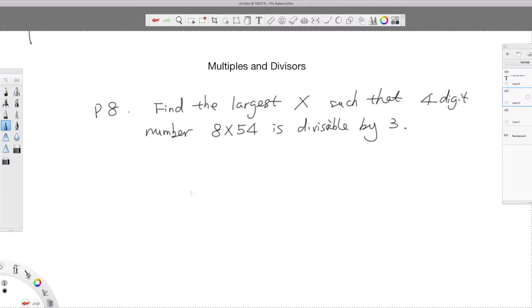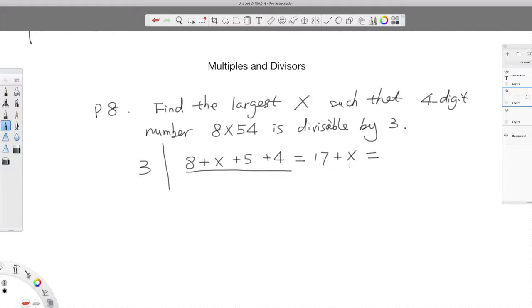For this problem, you know that the property of a number that is divisible by 3 is that the sum of its digits is divisible by 3. Which means that 8 plus x plus 5 plus 4 is divisible by 3. So 3 is a divisor of this number. If you add them up, it equals 17 plus x.